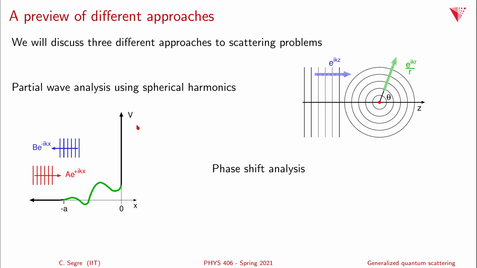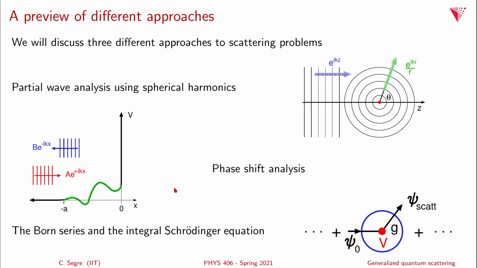Another way is to do phase shift analysis, where we basically look at the phase that a wave picks up coming into the scattering center, and then the phase that it picks up as it goes back out from the scattering center. And then finally, we'll start with the integral Schrödinger equation and generate a Born series using the Born approximation to calculate scattering factors.